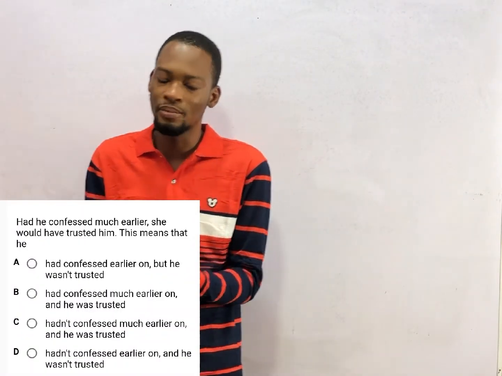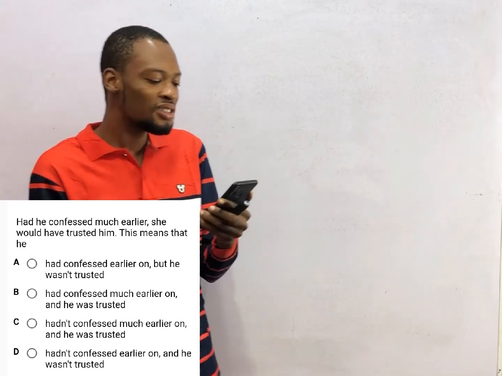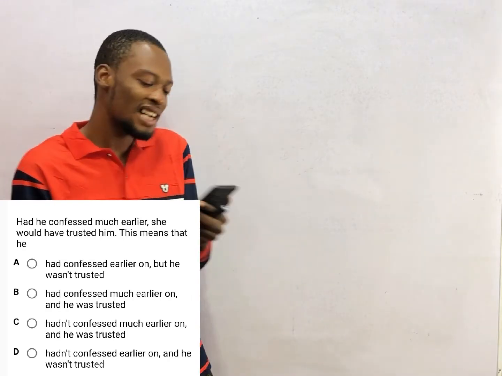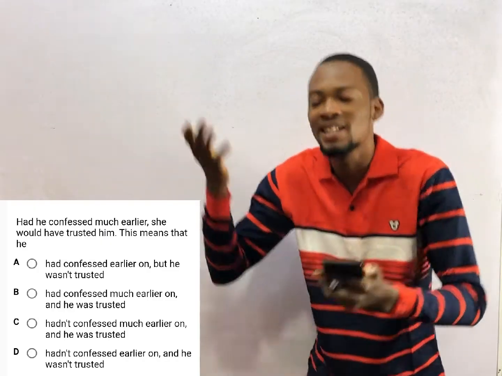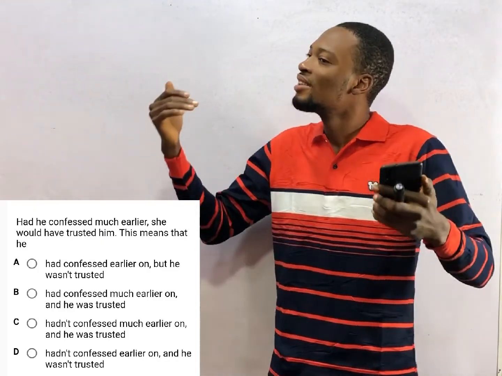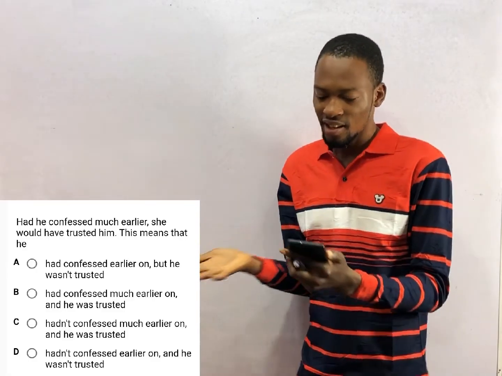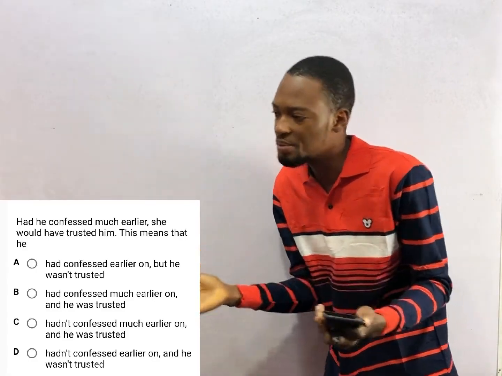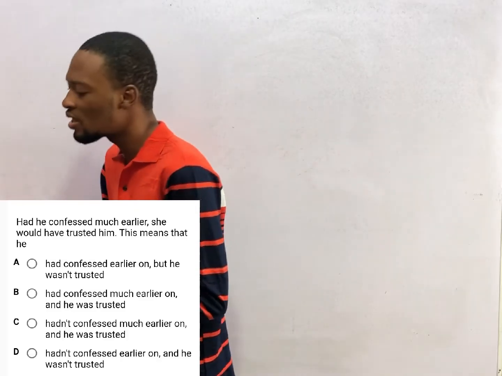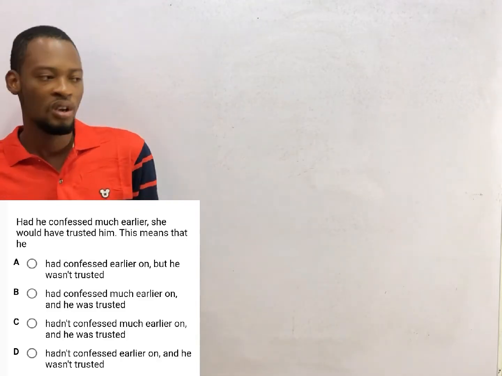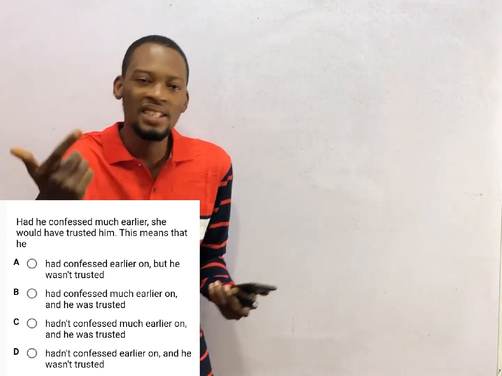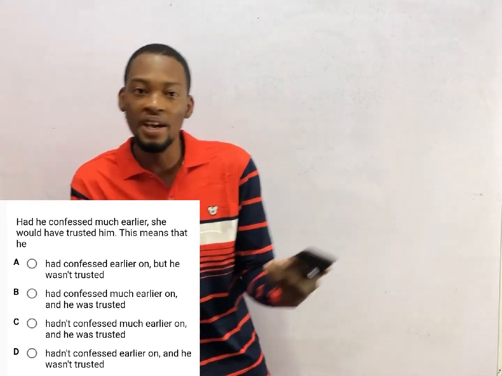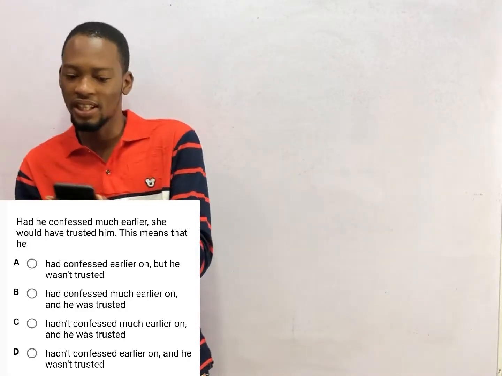Had he confessed much earlier, she would have trusted him. This simply means he did not confess earlier and she did not trust him. Look at it. Had he confessed earlier simply means he did not confess earlier. The second part, she would have trusted him, simply means she did not trust him. So, she did not trust him because he did not confess in the past. If he had confessed in the past, she would have trusted him.